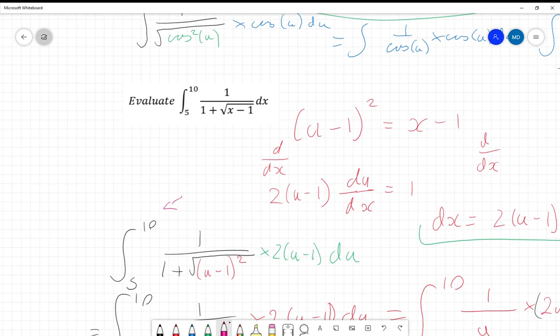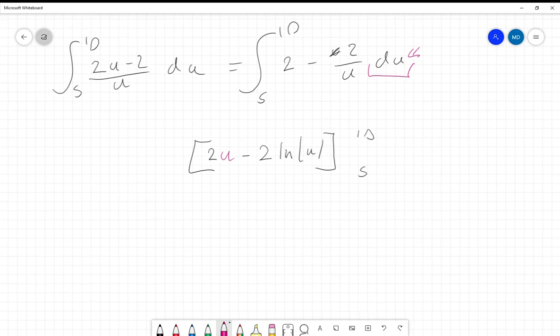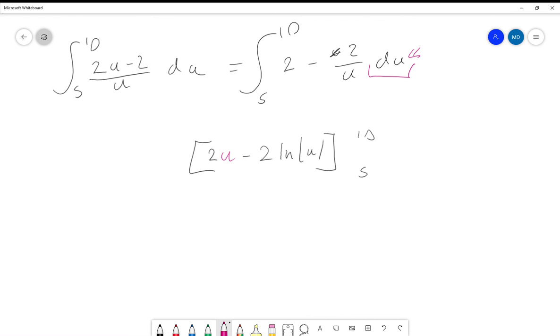But x's are still relevant, because if we go back to the very, very beginning, this is our original integral. And there's something we never write on integrals, but we always really should. We say it's integral from 5 to 10, but what is 5 and what is 10? Well, it's x equals 5 and x equals 10.